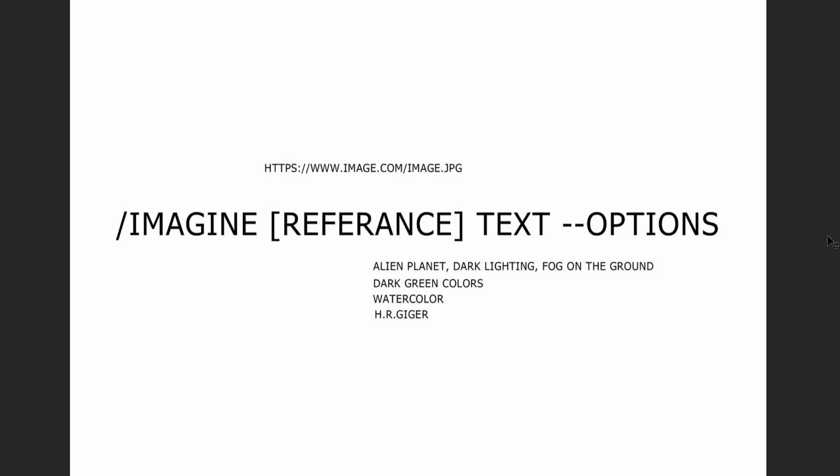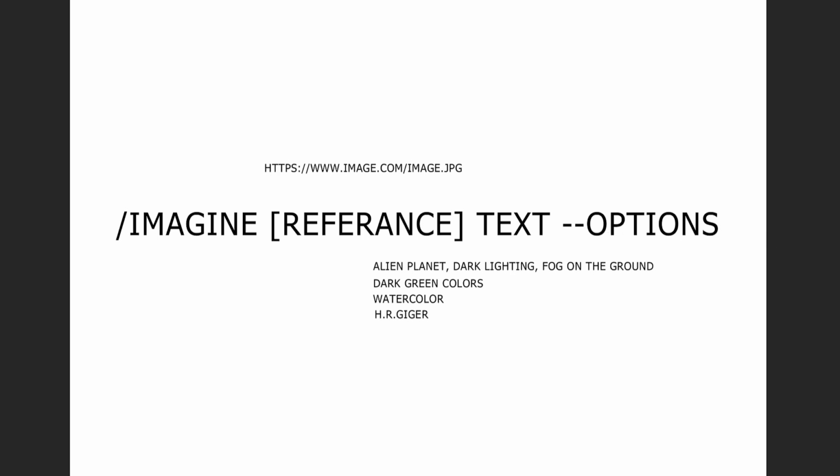So what I was saying about options, in options, you have a space, and after this you have dash dash, and you put specific options. There's a list of all of those options, and it's a very good list. It's available in the documentation in MidJourney, so if you want it.